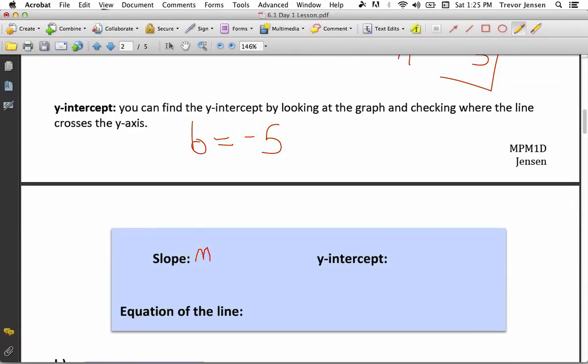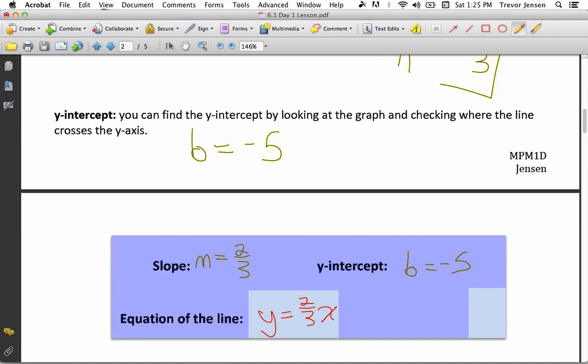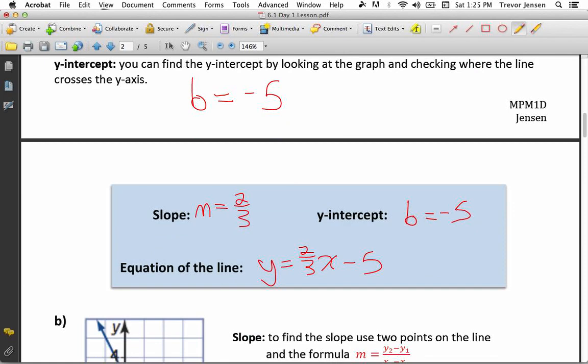You need your slope, which I determined was 2 over 3. I need my y-intercept, which I determined was negative 5. Plug that into the equation y equals mx plus b, and I get y equals 2/3 x minus 5. Remember, whenever you write the final equation of a line, you plug in for m and b, and you don't plug in for x and y, because x and y stand for all of the coordinates that make up that line.